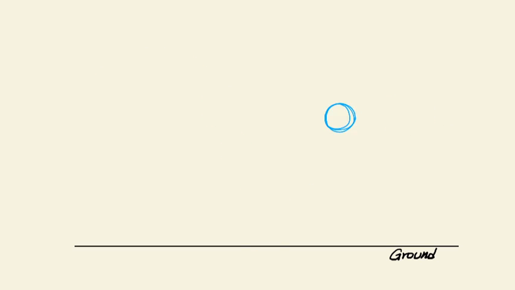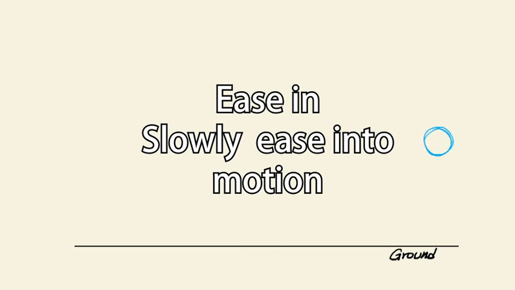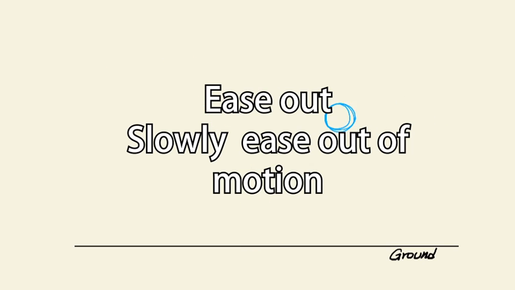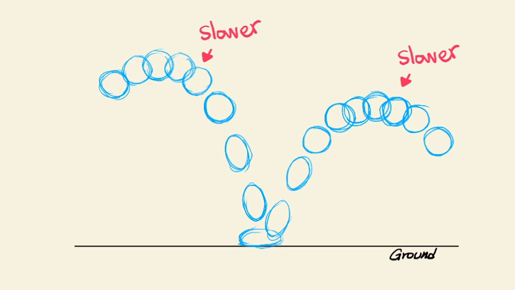For the bouncing ball, I will introduce another terminology you will hear a lot, ease in and ease out. Ease in simply means slowly ease into motion. Ease out means slowly ease out of motion. When the ball is coming into arc of motion, there will be an ease in. When it's ending the motion, there will be an ease out.